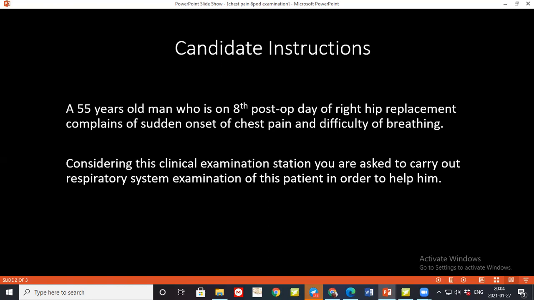Yes, you may present your case now. Today I have examined this 52-year-old gentleman who is post-op day 8 after the right total hip replacement, who presented with chest pain and breathing difficulty. He is hemodynamically stable at present, but there is decreased saturation, about 88% on 2 liters of oxygen. And this has improved after giving the high flow of oxygen.